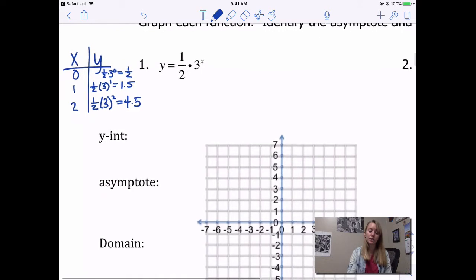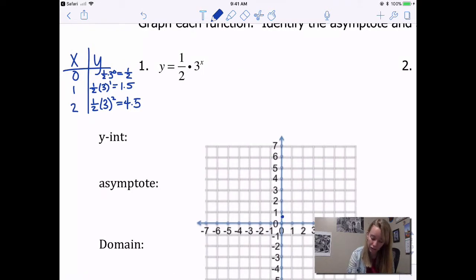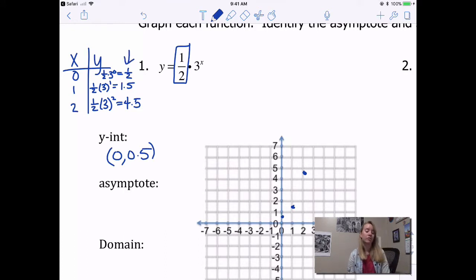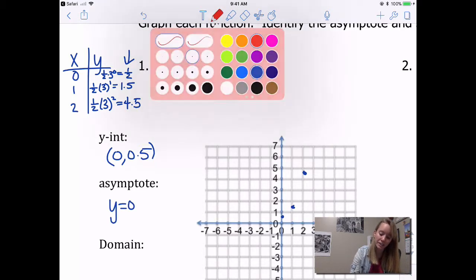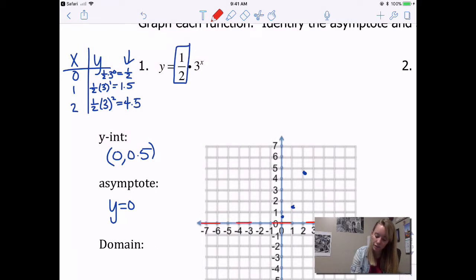I can graph all of these points on my graph. I've got (0, 1/2), (1, 1.5), and (2, 4.5). My y-intercept I know already is (0, 0.5). I could tell that from the number out front, or because when I plugged in 0, I got 1/2. For your y-intercept, you're always going to have whatever number you get when you plug in 0 for x. Our asymptote is always going to start at y equals 0, or our x-axis. So I can draw that.